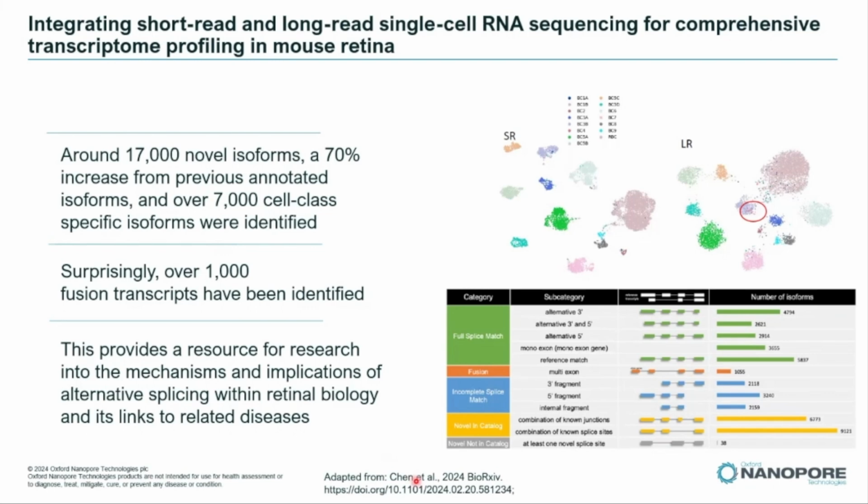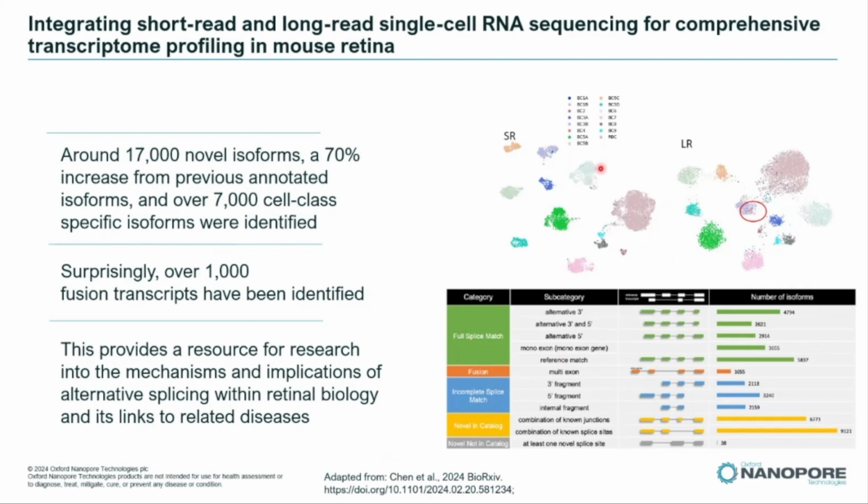And in this publication by Chen and collaborators, they unravel nearly 17,000 novel isoforms from the retina. Not only do they find those novel isoforms, they also found new fusions that they didn't really expect to find. And they show that this has an importance in understanding the cell role.